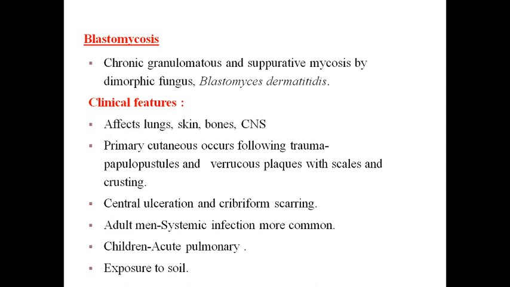This is a chronic granulomatous and suppurative mycosis caused by the dimorphic fungus Blastomyces dermatitidis. Clinically, it affects lungs, skin, bones, and CNS. Skin is rarely affected, and the primary cutaneous lesions follow trauma. They start as papulopustular lesions, and ultimately verrucous plaques with scales and crusting can be there. There can be central ulceration with cribriform scar, and adult men with systemic infections are more common, and in children acute pulmonary infection is more common, and there is history of exposure to the soil.